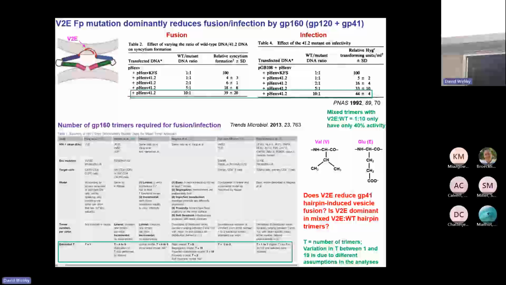Mechanistically, I was interested in knowing whether this phenotypic dominance would carry over to just GP41 induced membrane fusion, which our lab had studied for some time. It turns out that GP41 by itself forms very stable hairpin trimers. It will induce vesicle fusion, so it's good at membrane fusion. A question that one should have is whether what we were studying in the test tube is in fact reflective of the virus and cells, which is potentially quite different.